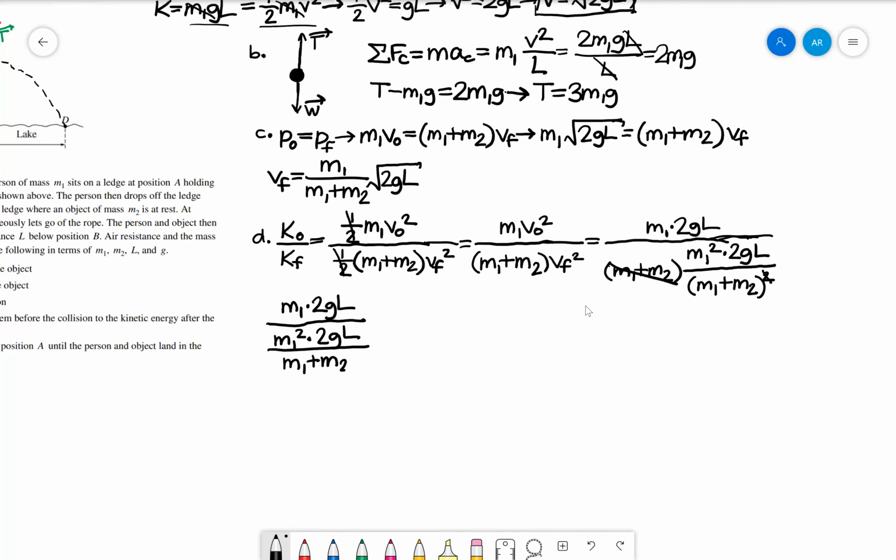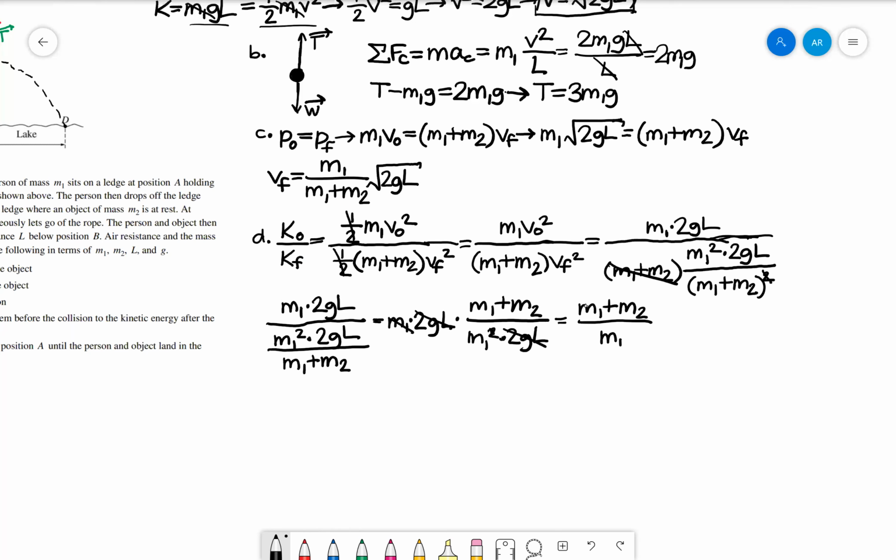And in situations such as these, I like to multiply by the reciprocal when dividing by a fraction. So what we're trying to do is multiply by m1 plus m2 over m1 squared times 2gl. And now it's a lot easier to visualize. The 2gl's cancel, the m1 and this square cancels, and we're left with our final ratio, m1 plus m2 over m1.